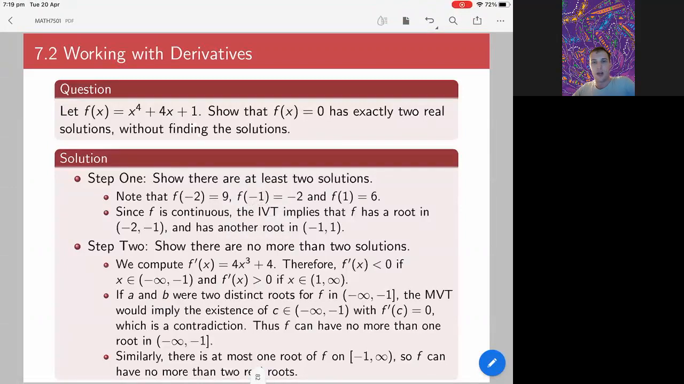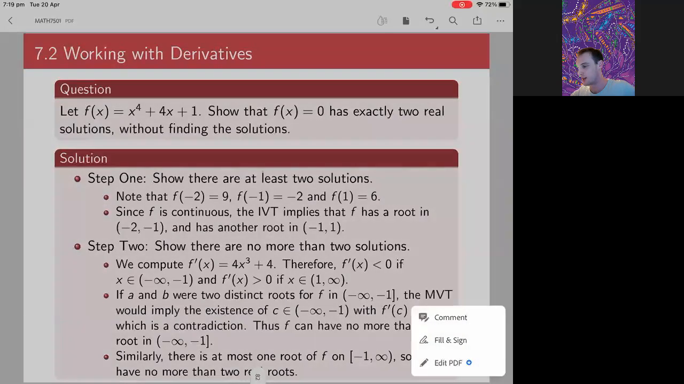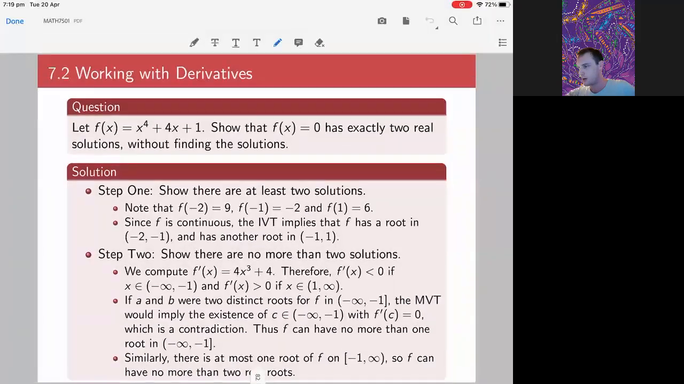In step 2, why is f prime positive if x is in 1 to infinity instead of x equals -1 to infinity? Yeah, that's just a typo. Thank you for pointing that out. There you go.